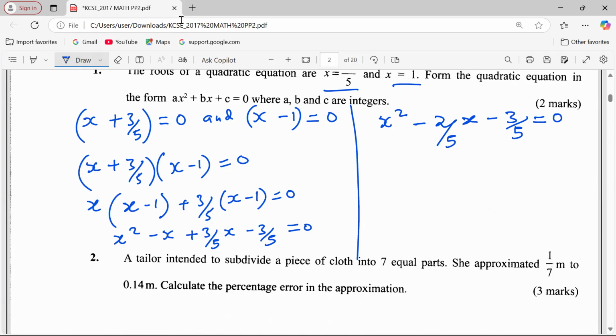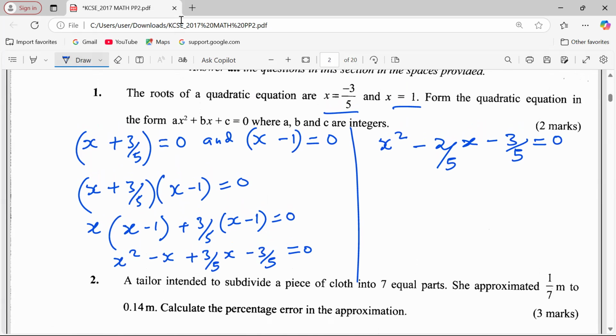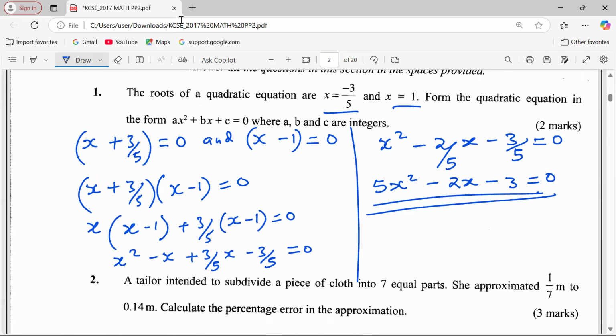And now that 5 is appearing as the denominator in the second and the third terms, we can multiply through by 5, so that we have 5x squared minus 2x minus 3 equals 0 becomes the simplified, because at this point the equation is already correct, but we are having fractions and not integers. So to make them integers, we multiply through by the common denominator so that we get integers.